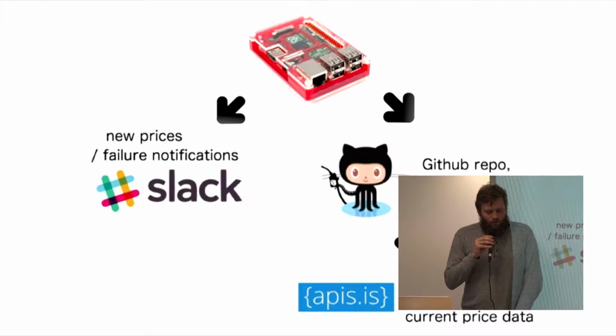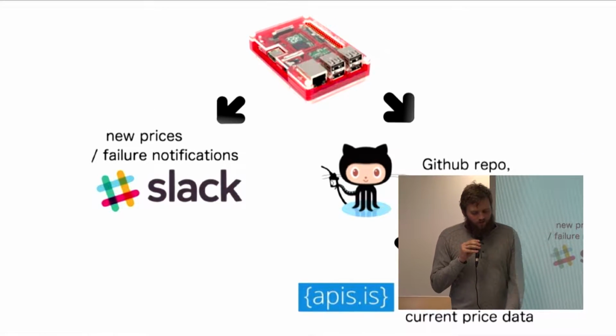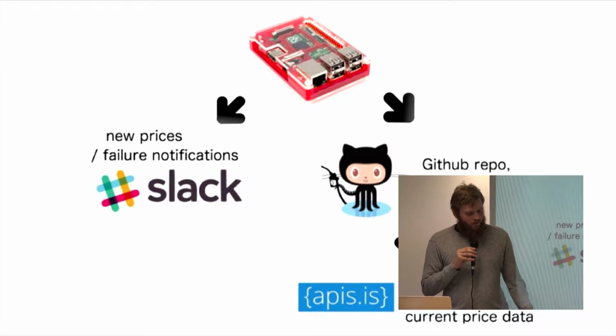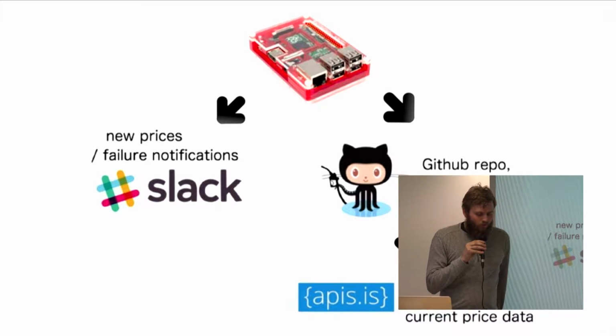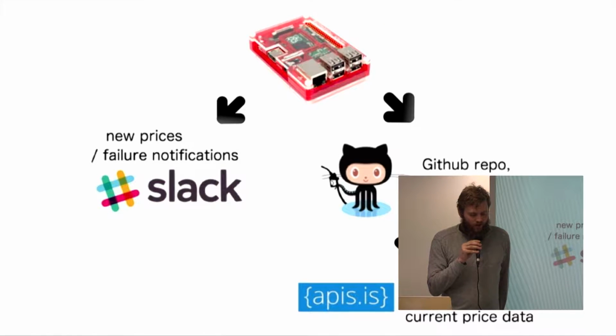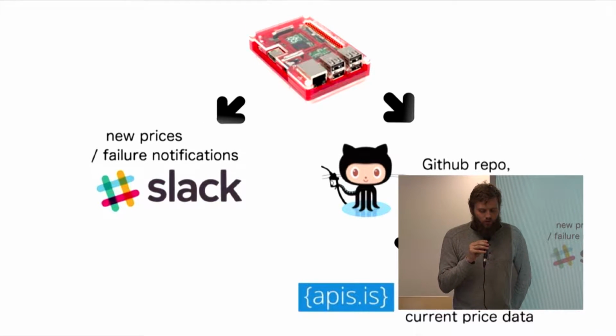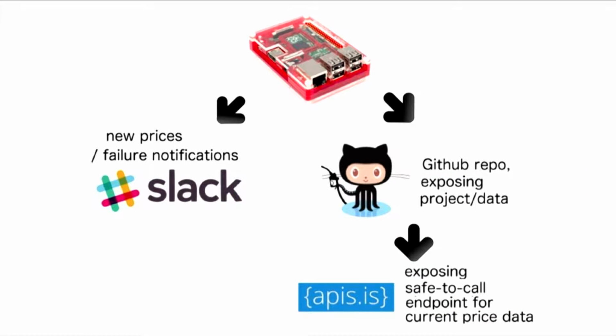So, here is the setup of what I've started to call Gaza. It consists of a single Raspberry Pi with the sole purpose of checking for price changes every 15 minutes, and in case there are any, auto-pushing them to the public Git repository where anyone interested in price changes over time can access that. For those interested in only the current gas prices, the apis.is endpoint exposes just that with minimal effect to the GitHub repo itself.